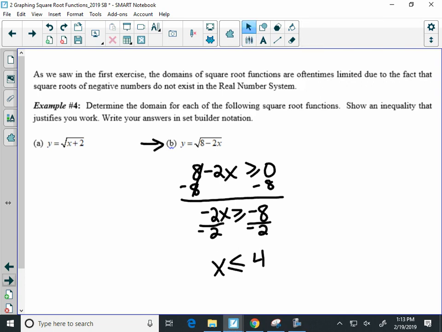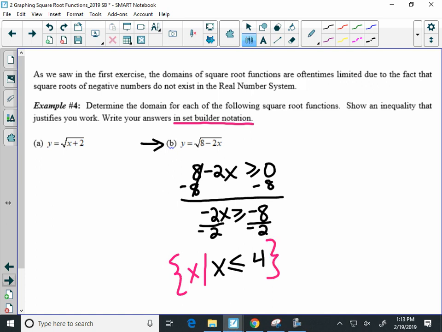Now, the directions also say, I didn't read it, but it says write your answer in set builder notation. What does that mean? Curly brackets. So you can just stick your x and your bar and your curly brackets right around the inequality that you found. So this is cycling back. This is not new here. This is what we did way back in September. This was a long time ago. It was Unit 2. We did domain and range.